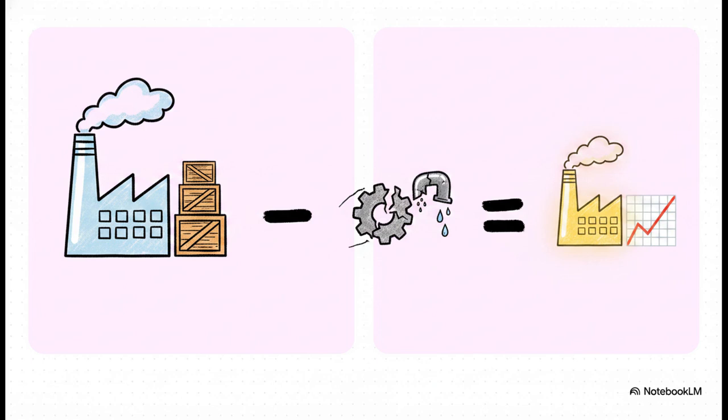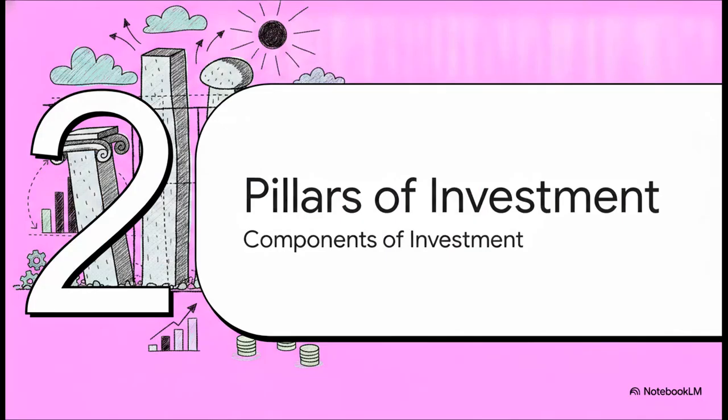This gives us our core formula, and it's absolutely crucial. When you take the total spending, the gross investment, and you deduct that depreciation, you are left with net investment. Net investment is the magic number here. It represents the true, actual expansion of our productive capacity, and that is what's vital for expanding future output. So what exactly are we building?